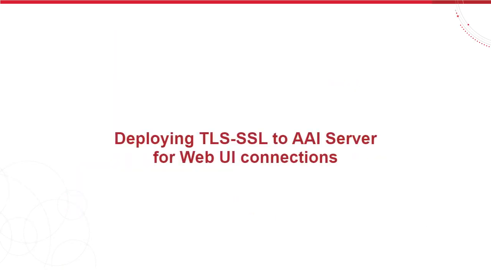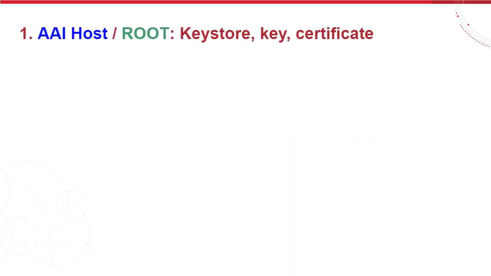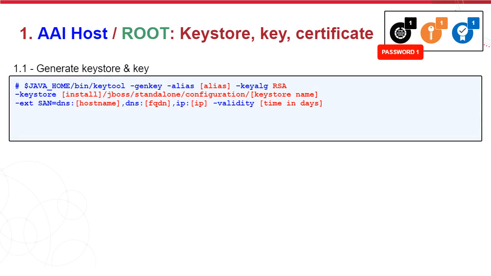We start by deploying TLS for the AAI server. We start on the AAI host as root, which has privileges to use the keytool command. We create a key store using Java's key tool, a certificate, and the associated key. This has the standard items: alias, algorithm, name of the key store file, the fully qualified name, and validity.